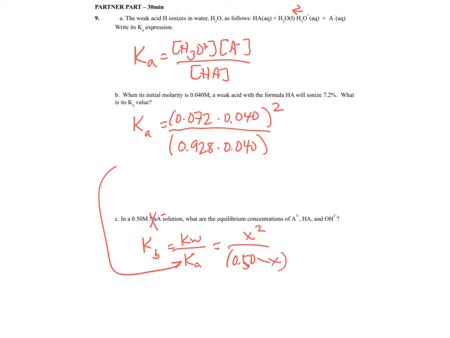And 0.5 is the initial molarity. X in this case, because it's a base, represents both HA and OH minus. And then you could find A minus, because that would be your sort of final molarity here. So this would be A minus.